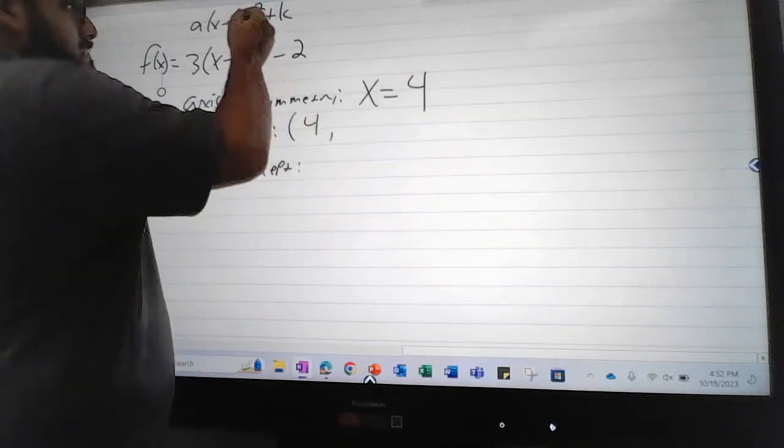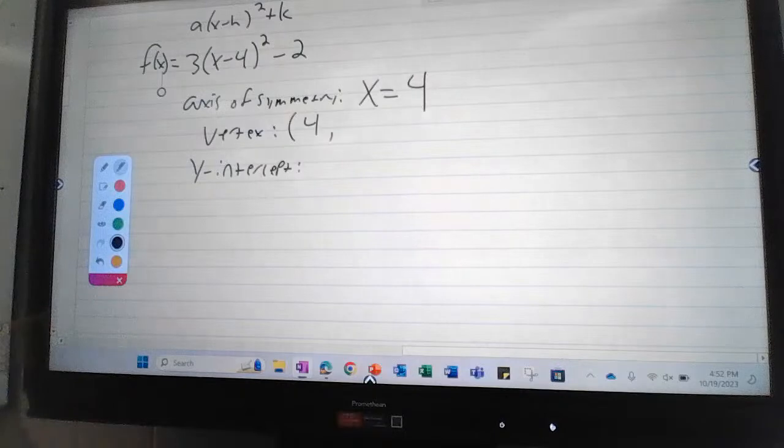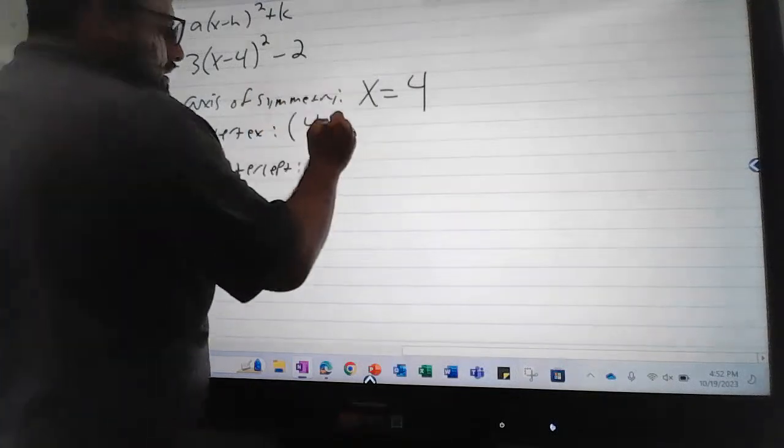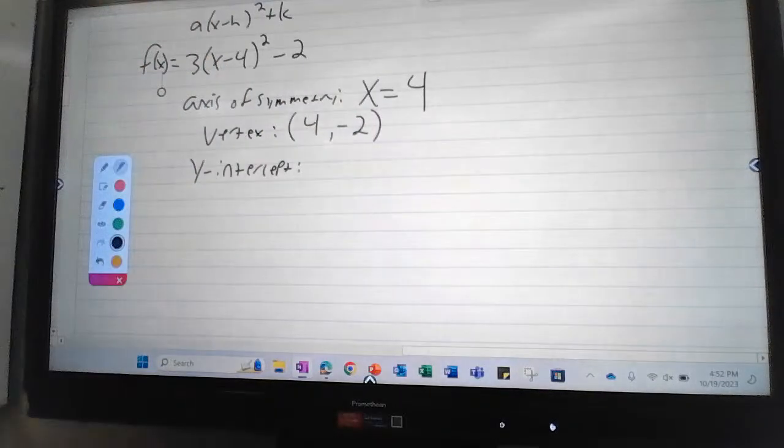To find the y value, well, that's pretty easy. That's this. And again, like vertical translations, it's pretty straightforward. Plus k means your y value is positive. Minus k means your y value is negative. So here, -2 is the y value of my vertex.